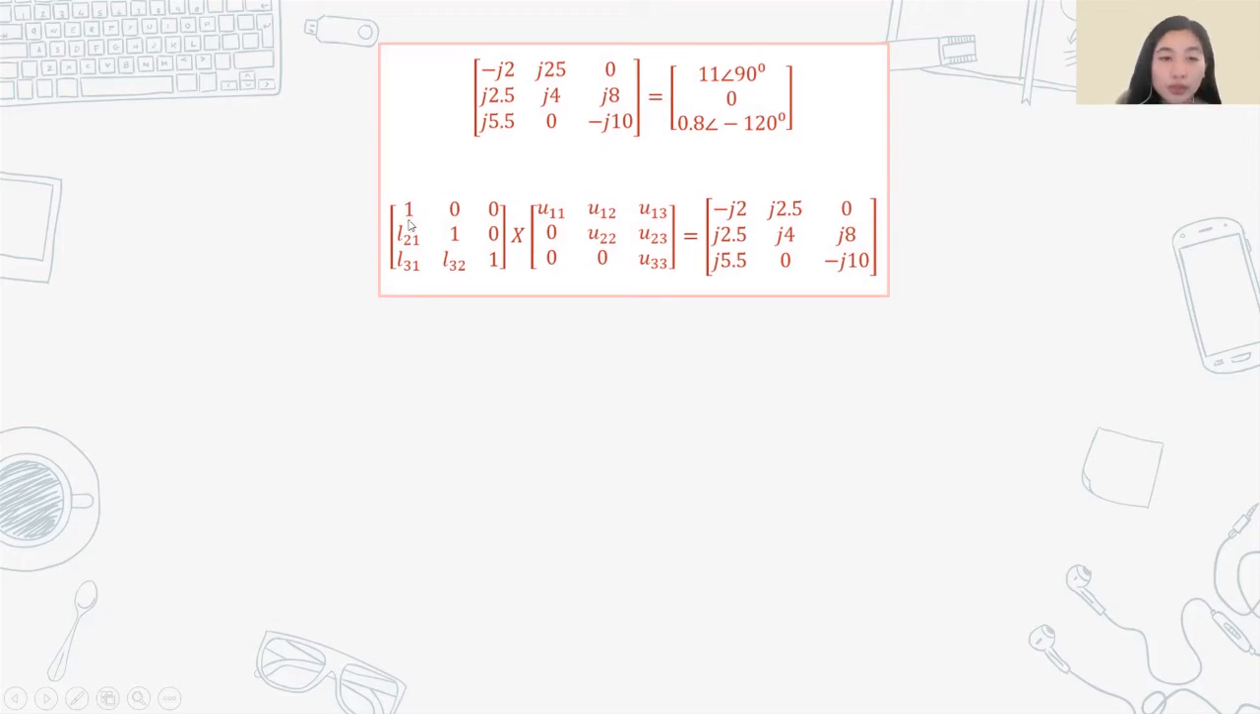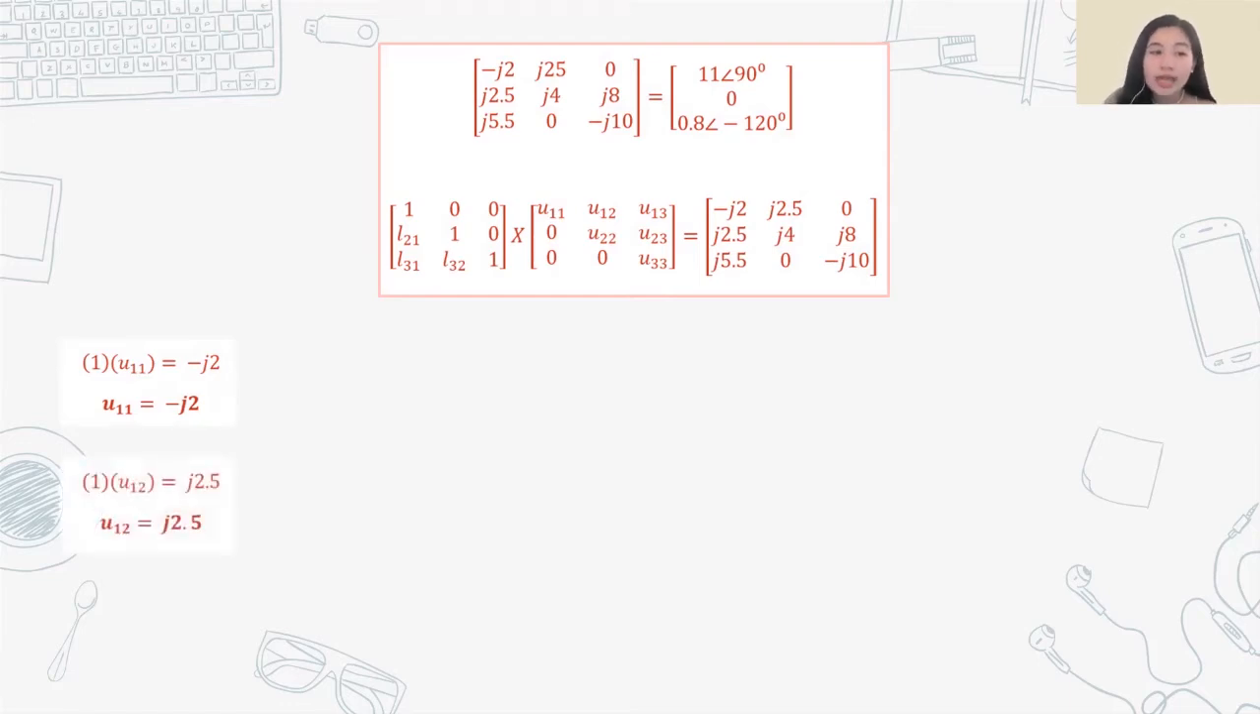Yung ating U11. Ang 1 natin is the same sa kabila ng U11. So imumultiply natin sila sa isa't isa and it will be equivalent to negative J2. As you can see here, 1 times U11, or our U sub 11, will be equivalent to negative J2, wherein just by doing the math, anything that is multiplied by 1 would be equivalent to the other number. So U11 will be equivalent to negative J2. So we have the first value.